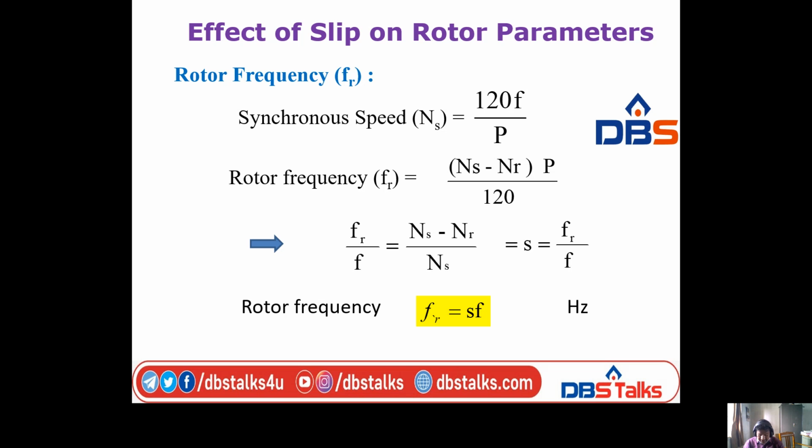When the rotor rotates at speed Nr, the rotor conductor cuts the RMF at a relative speed of Ns minus Nr. Now the rotor frequency can be expressed as (Ns minus Nr) P by 120 hertz.